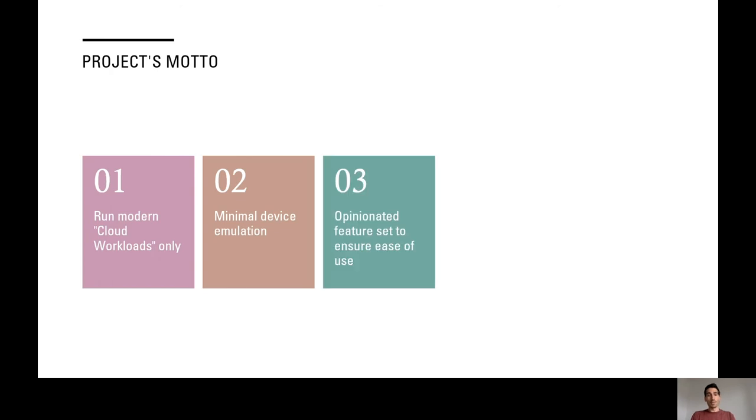The third point is, we're very opinionated and pragmatic about the set of features that we accept and want to implement, simply because if there's not a clear need for a feature, we will refuse to implement it. And if the feature is not following the modern cloud idea that we mentioned, we'll not implement it either.